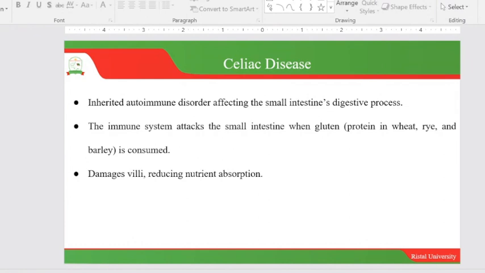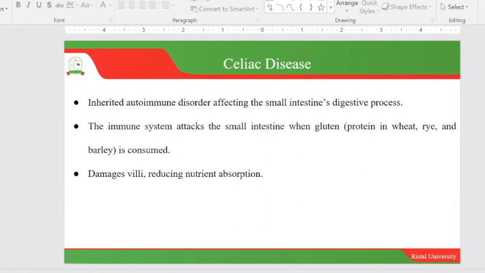In some instances, I think it is found in wheat. That is what I can talk of. I'm not so sure about rice, but I'm sure about wheat. And consuming this gluten causes the immune system to attack the lining of the small intestine.